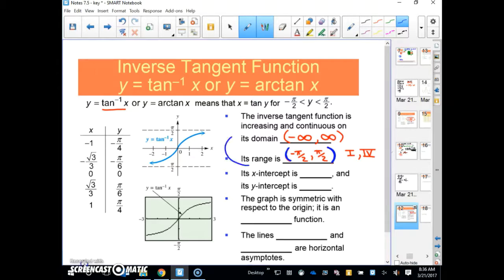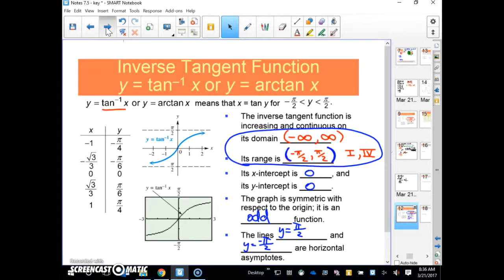So again, this is important. The domain and the range, very important to remember. X-intercept is 0, y-intercept is 0. We've got symmetry with the origin. That makes this an odd function. And then they talk about the asymptotes. Y equals pi over 2, y equals negative pi over 2. Those are actually asymptotes here.